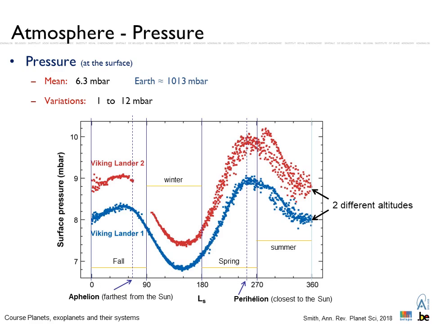These curves show the evolution of the pressure at the location of the two Viking landers through one Martian year.